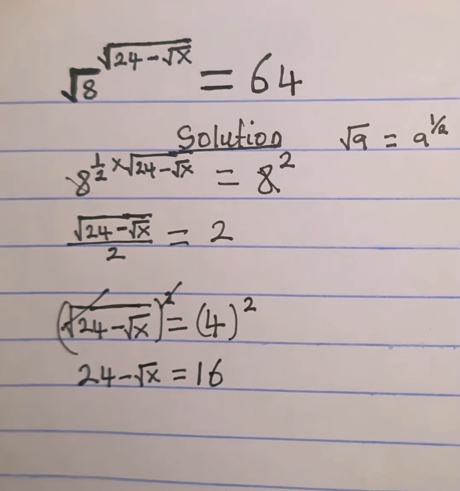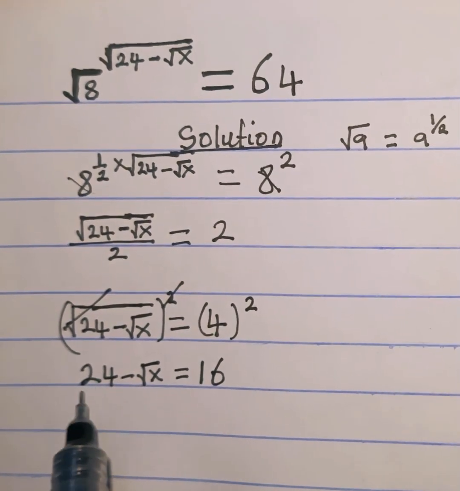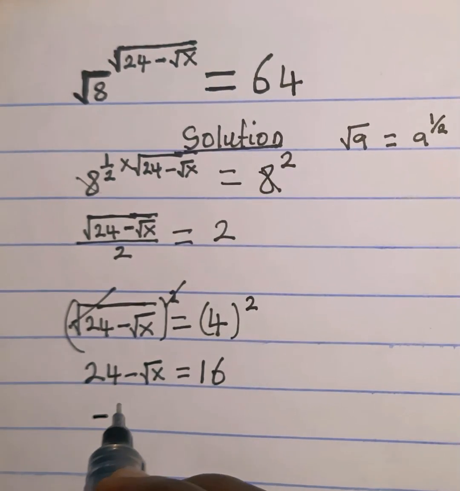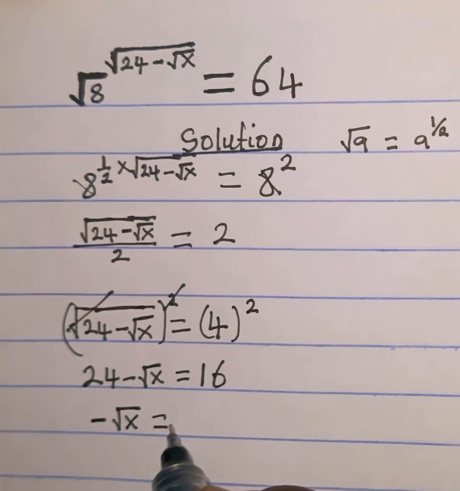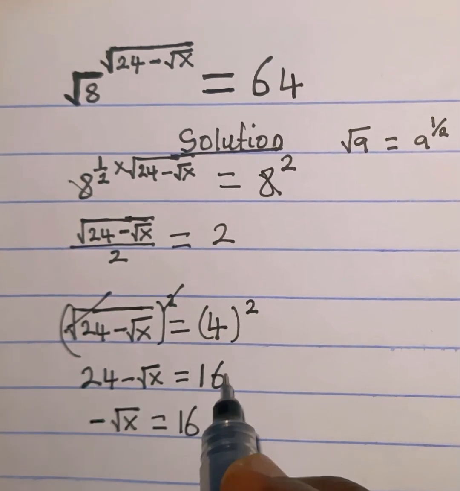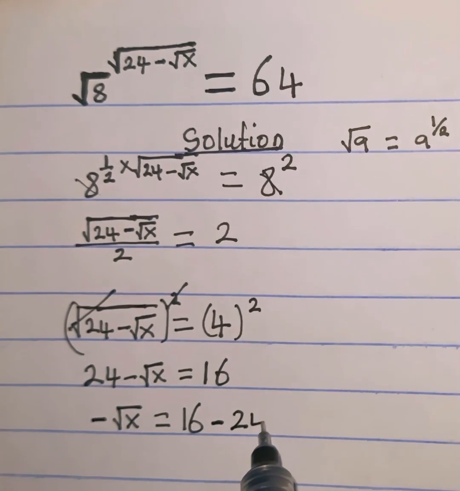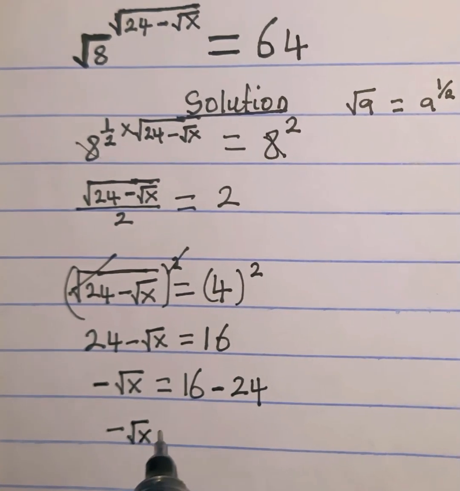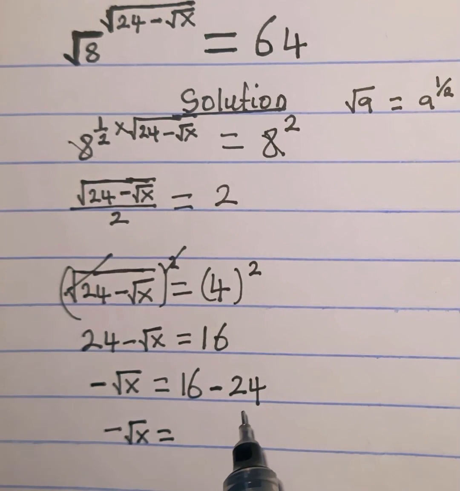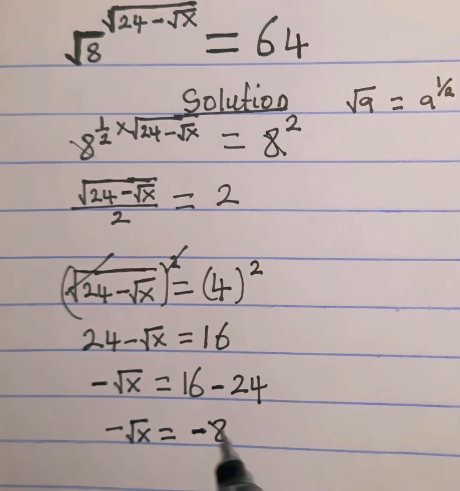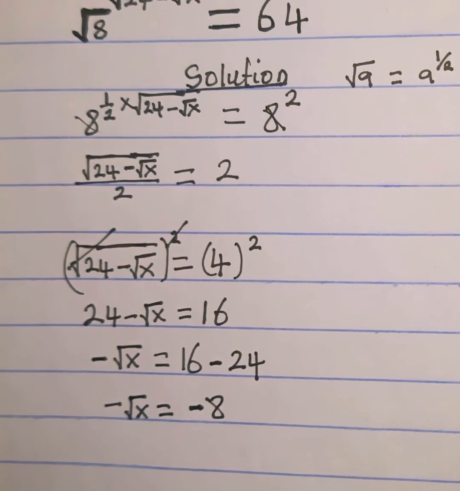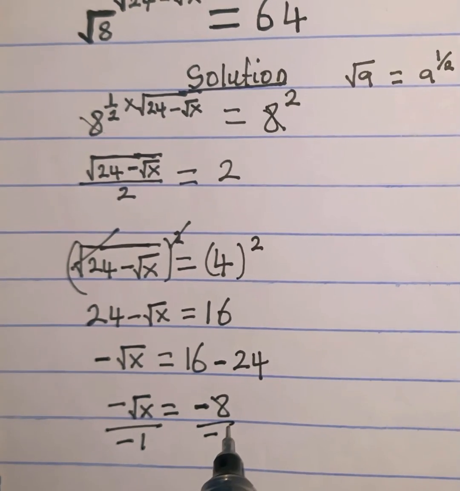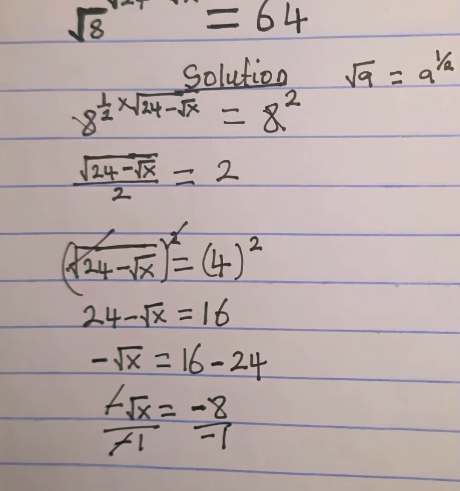Now, the next thing we're going to do is to combine the like terms. We're going to take this constant 24 to the right hand side. So in the left hand side, we are left with just negative square root of x, which is equal to 16. And when this positive 24 crosses an equality sign, it becomes negative 24. So we're going to have negative square root of x will be equal to 16 minus 24, which is going to give us minus 8. Now we need to change the sign because we have negative here and negative here. So we just divide both sides by negative 1 and negative 1, so that this negative can cancel this negative.